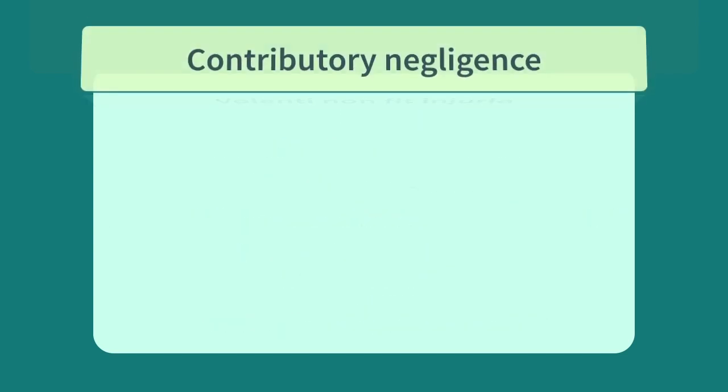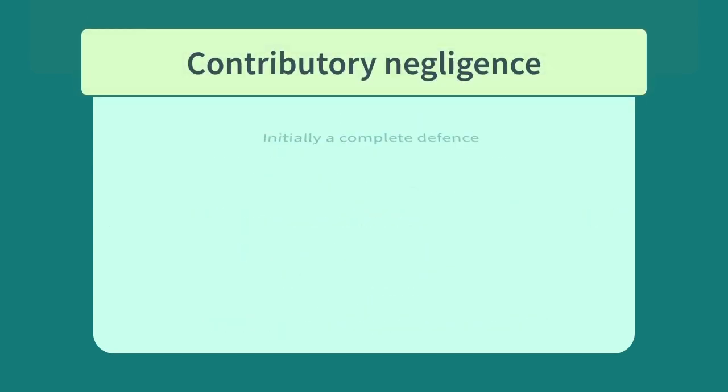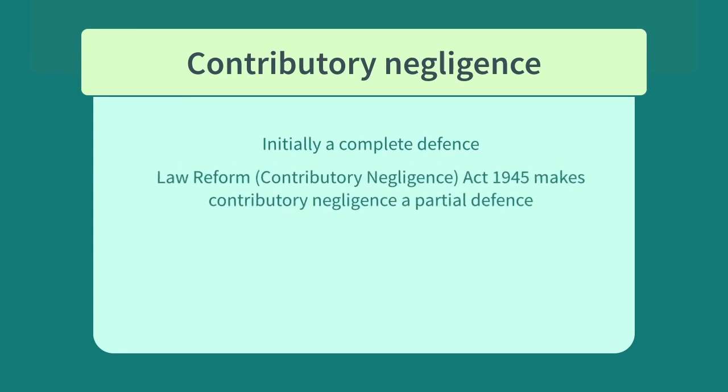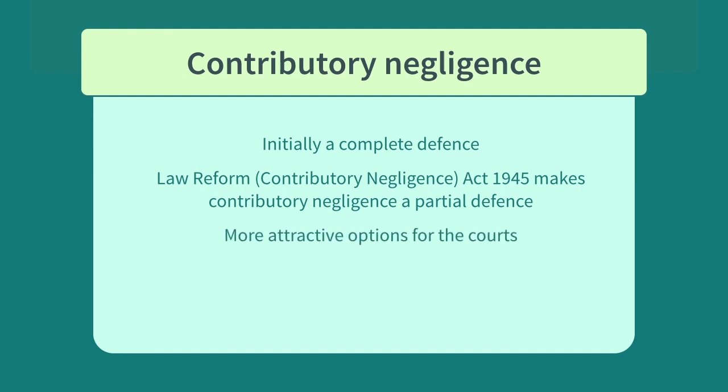At common law, contributory negligence acted as a complete defence. However, under the Law Reform Act 1945, contributory negligence operates as a partial defence, whereby the courts can apportion loss between the parties. This makes it a more attractive option to the courts than other defences, which can operate harshly and absolve a defendant of liability no matter how much at fault they may be. Contributory negligence will often succeed where other defences fail.